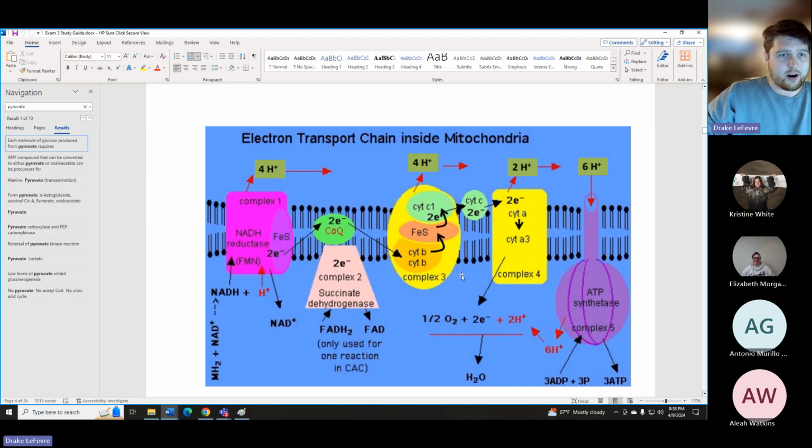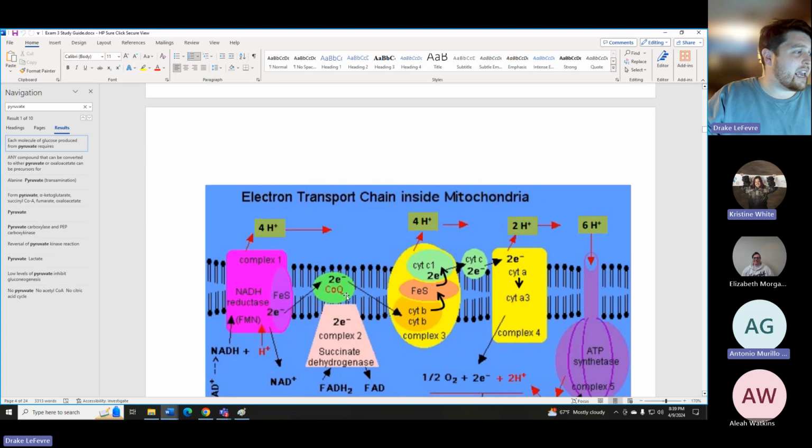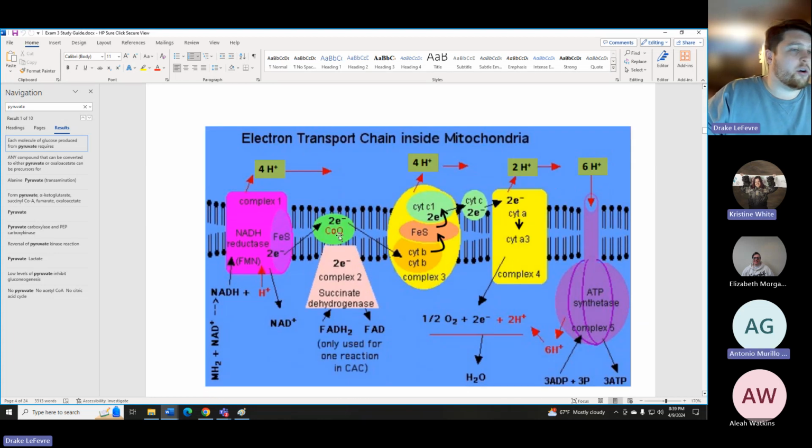Making you think hard on this one. First off, what's a coenzyme? It's a vitamin. Coenzymes are vitamins. So what vitamin is most similar to CoQ? Is it niacin? Not niacin. It's a fat soluble. It's vitamin K. Vitamin K is the most similar to CoQ.